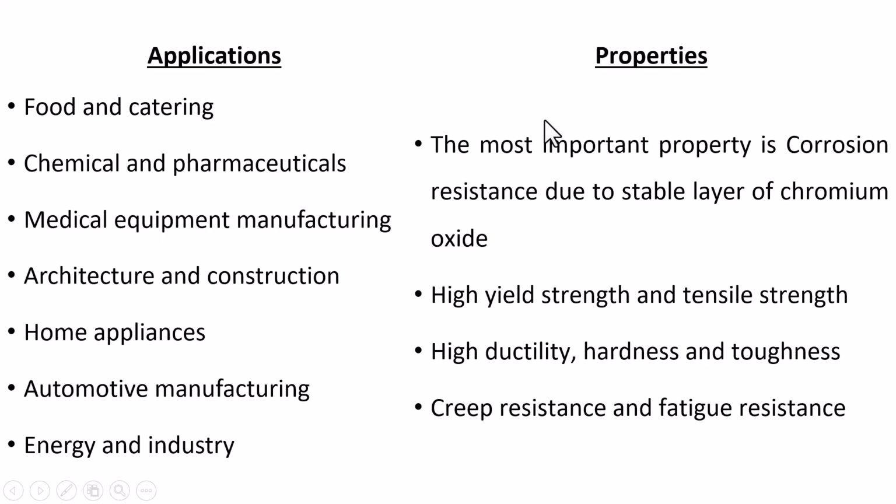Properties of the stainless steel materials. The most important property is the corrosion resistance due to a stable layer of chromium oxide. Other important properties are high yield strength, tensile strength, high ductility, hardness and toughness. Creep resistance and fatigue resistance are also properties of the stainless steel material.